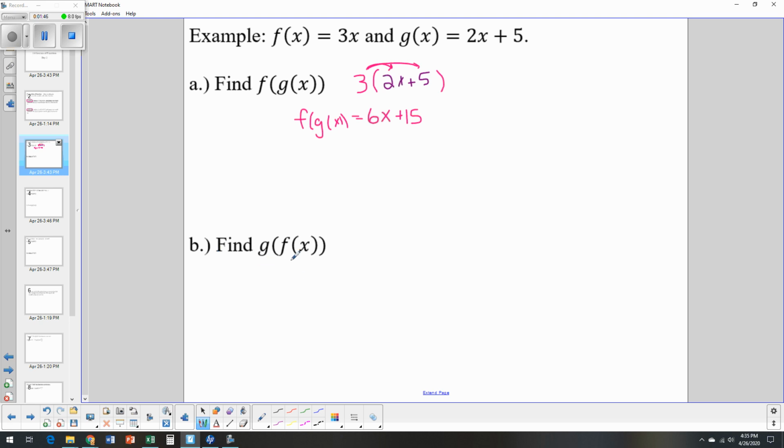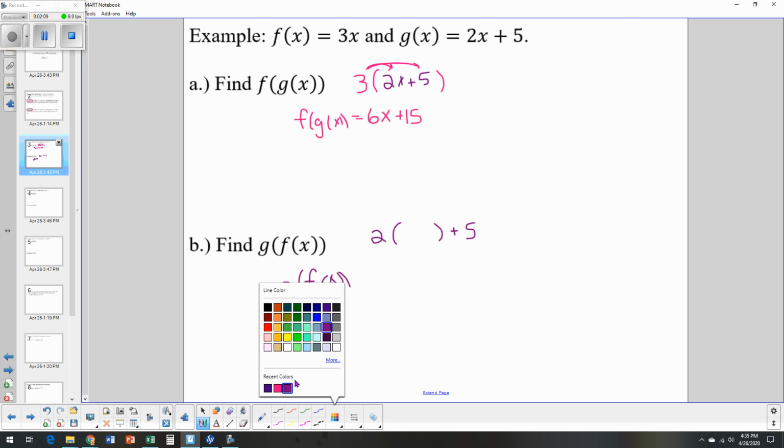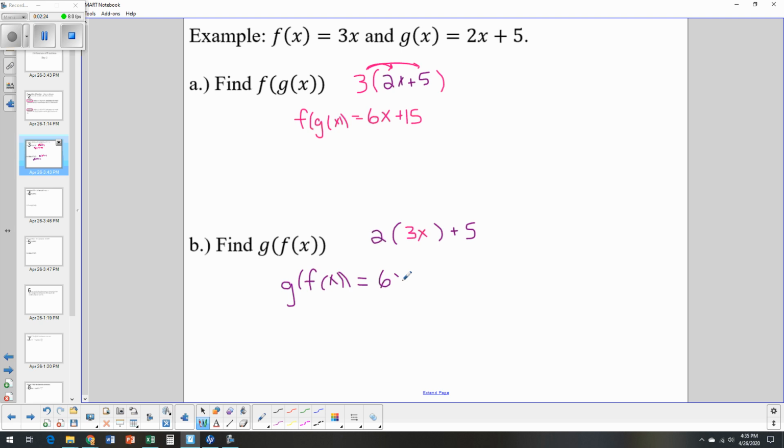In part B, I want to find g of f of x. So I would rewrite my g function, 2 times parentheses plus 5. Again, I'm putting parentheses in place of where the variable was. And now I'm going to substitute in the value that was f, which is 3x. Not much to distribute this time. I'm just going to do 2 times 3x, and I get 6x. And this stays as plus 5.